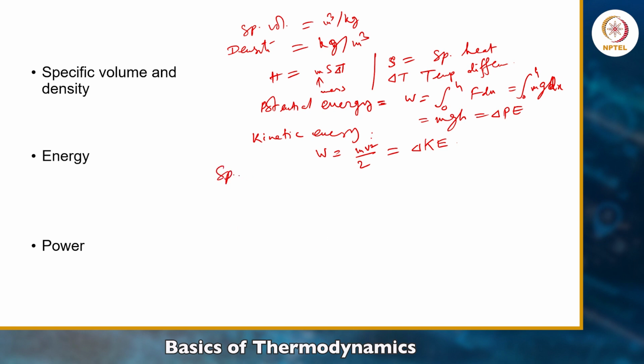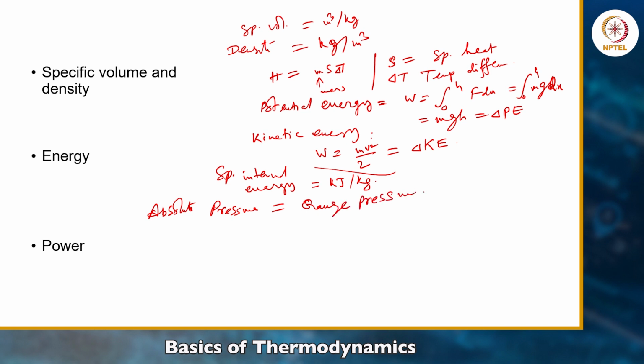Specific internal energy equals kJ per kg. When you are talking about specific, normally it will be divided by something, so divided by kg here. So absolute pressure equals gauge pressure plus atmospheric pressure. Okay, atmospheric pressure.